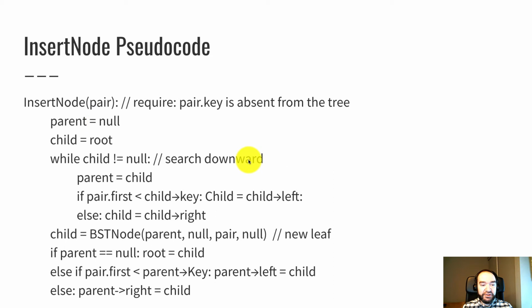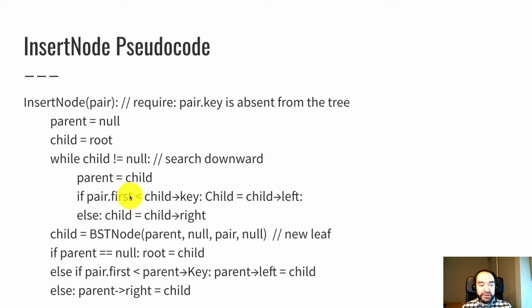So this is the standard downward search algorithm. We loop until the child lower pointer reaches null down below the bottom of the tree. And every step we just shift down one level. So the parent becomes the old child. The new parent is the old child. That shifts the parent pointer down one level. And then we have to decide how to shift the child pointer down one level.